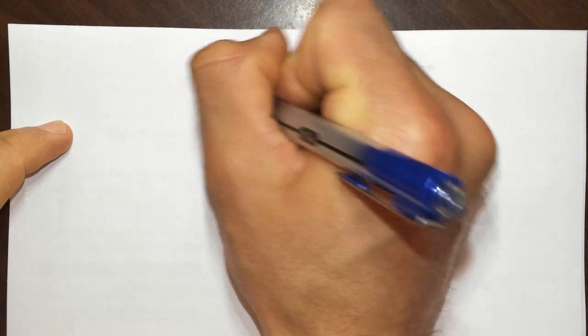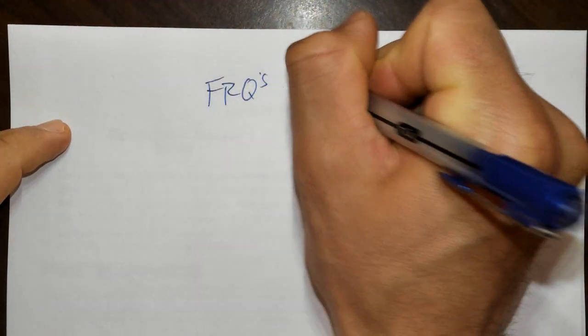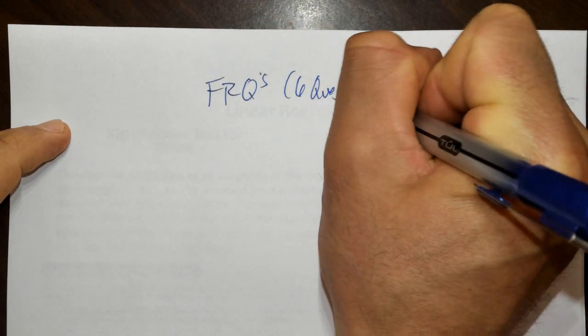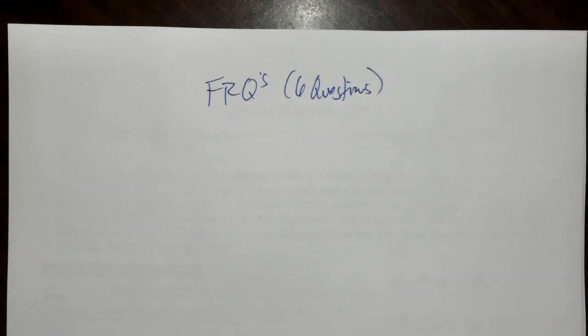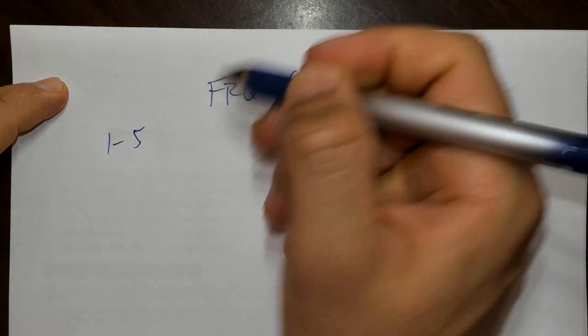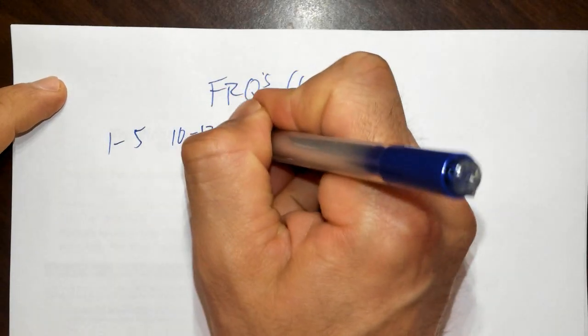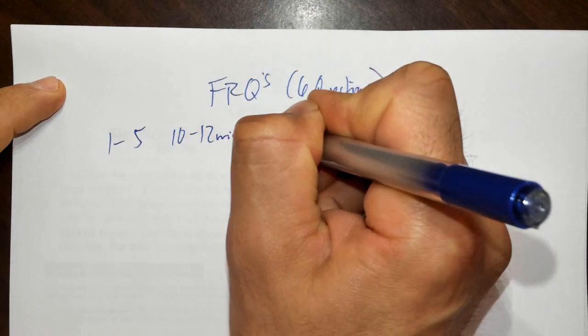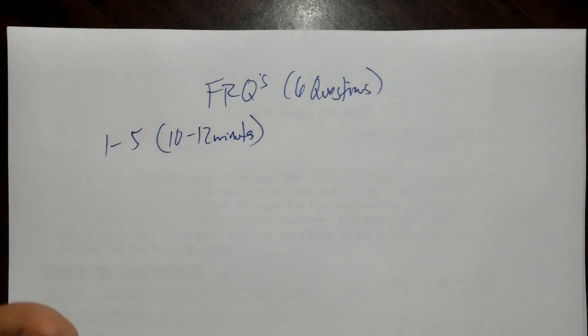All right. So the FRQs, right? This is half of your test. Normally you'll have 6 questions for the FRQs, and you're given them all at one time. The idea is that you want to pace yourself. I would say for the first 5 questions, 1 through 5, 10 to 12 minutes per question. This is what they recommend, right?